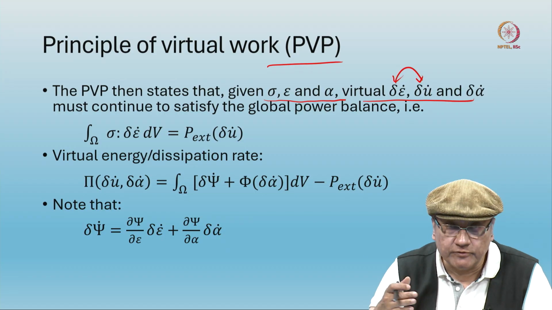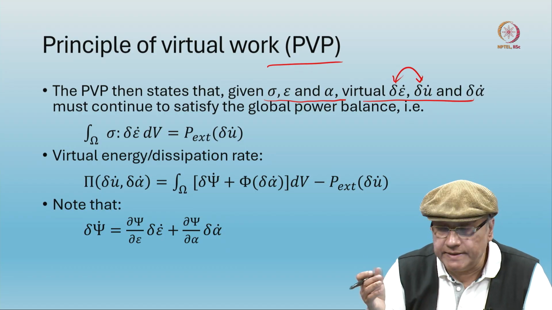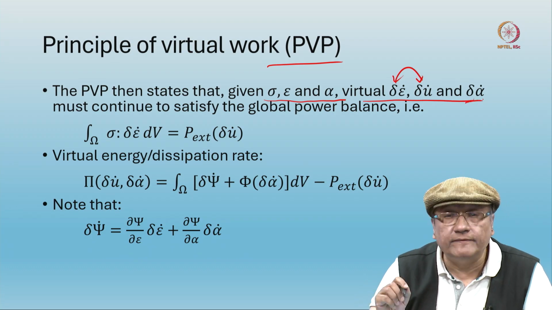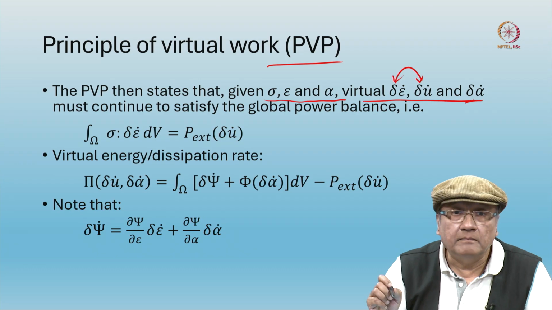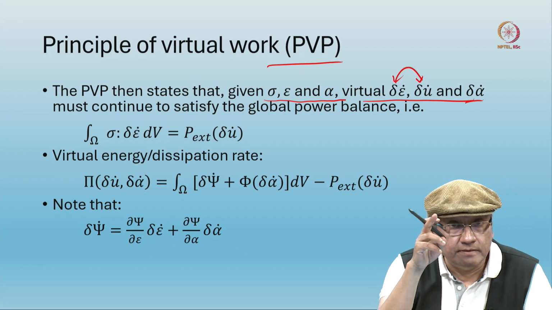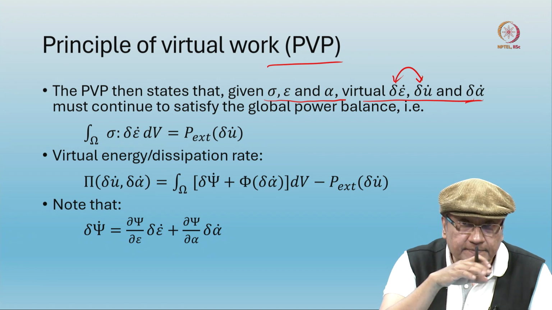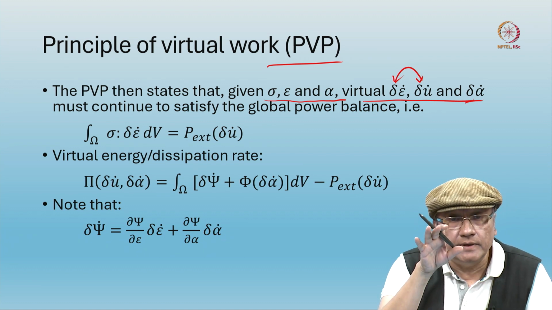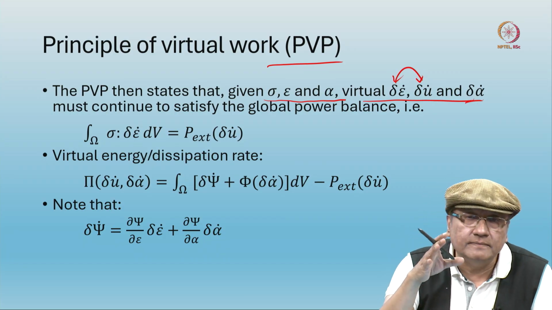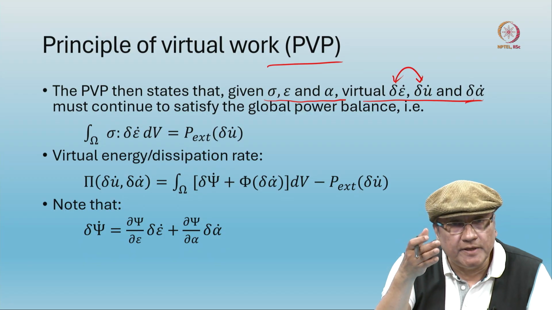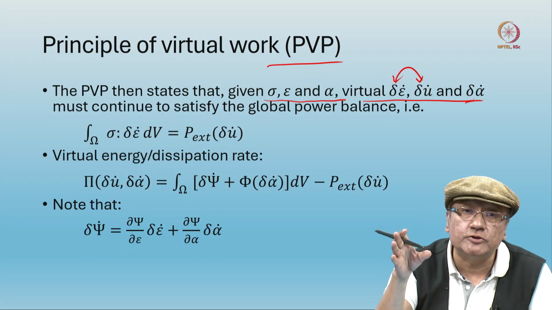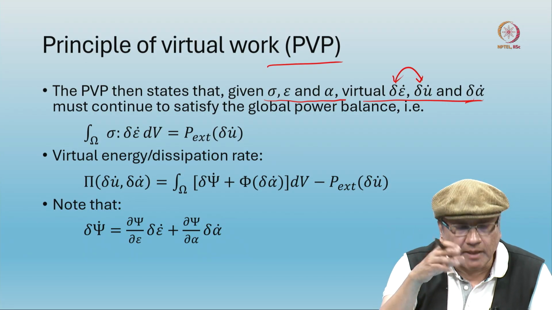Appropriately you have to differentiate, you have to take the symmetric gradient. Okay, so these virtual velocity like objects must continue to satisfy the global power balance. That is a very strong statement. That means you have already solved the problem, you are in a form of mechanical equilibrium. It is not exactly equilibrium, because plasticity, yes, plasticity still corresponds to mechanical equilibrium, but not thermodynamic equilibrium.